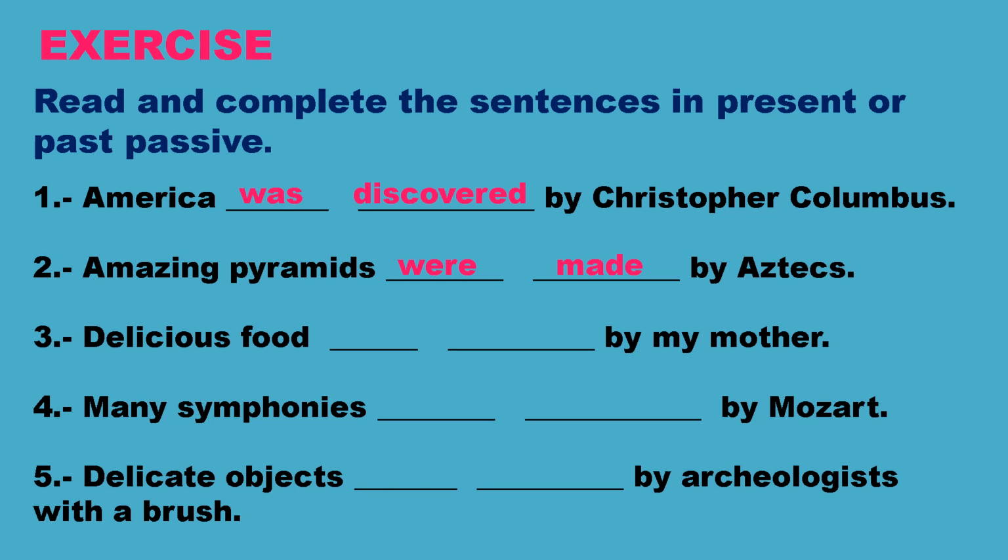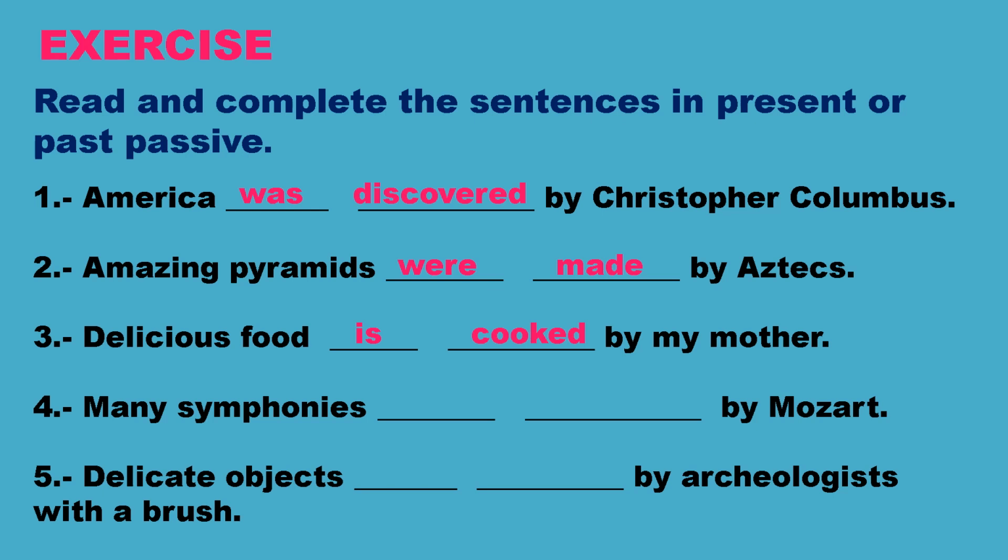Number three. Delicious food by my mother. As you see now, we are talking in present. So, delicious food is or are. What could be the correct verb? Do you remember? I'm sure yes. Very good. Is cooked. Yes, I think it's delicious.